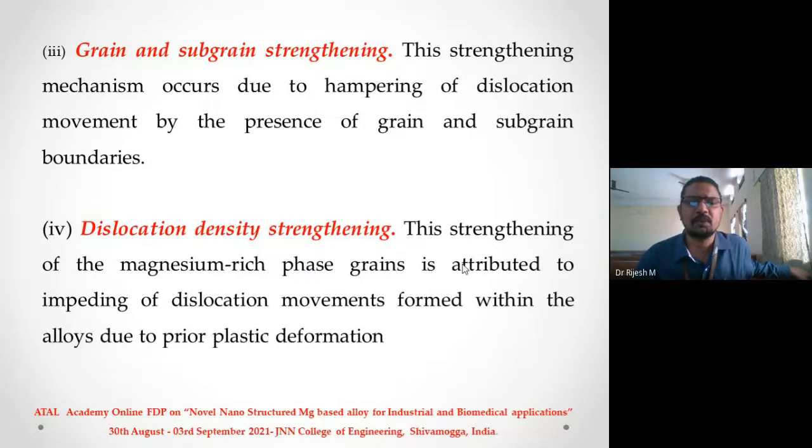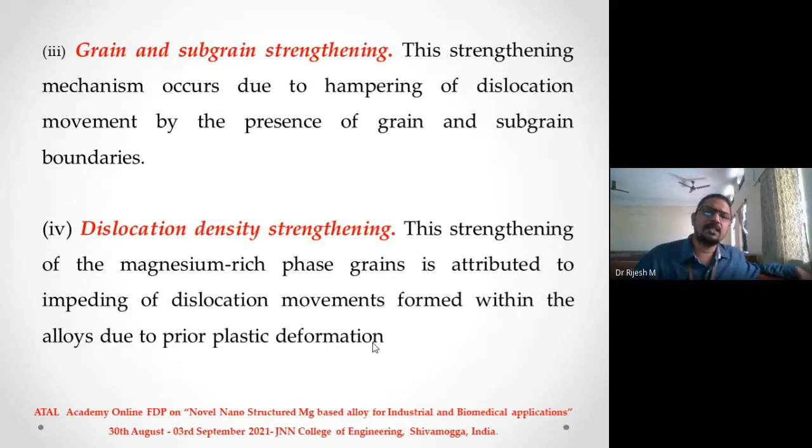The strengthening of magnesium-rich phase grains is attributed to the impeding of dislocation motion. Ultimately, what happens is when 2 dislocations meet each other, they will find it very difficult to move. When they find it very difficult to move, dislocation motion does not take place. Plastic deformation does not take place. Strength increases tremendously. So that's what happens here. The phase grain is attributed to the impeding of dislocation movements formed within the alloys due to prior plastic deformation. Increasing dislocation density is by giving prior plastic deformation.